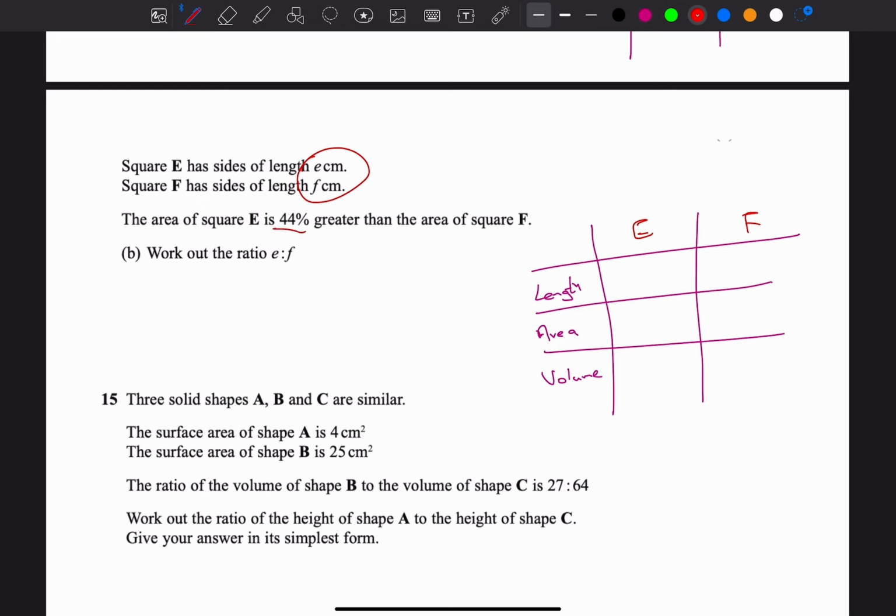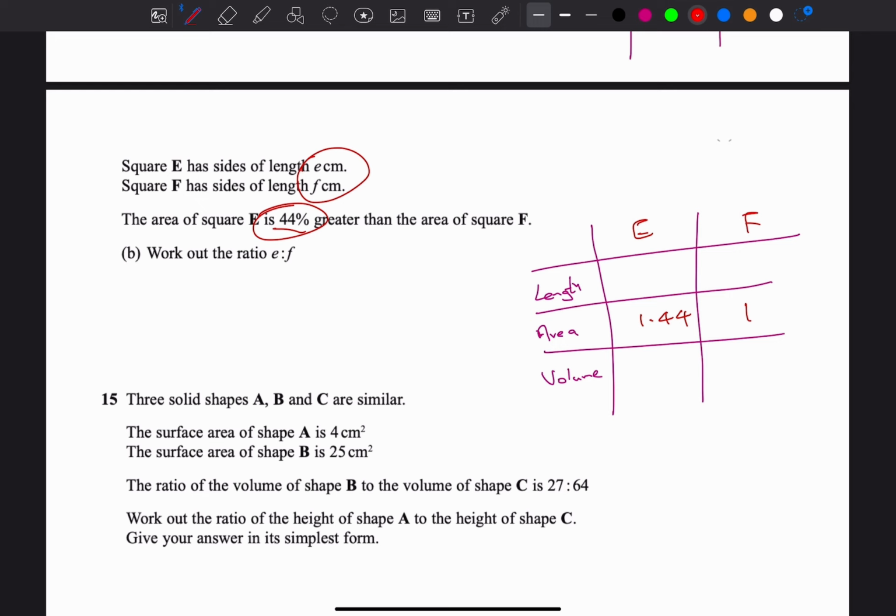The area of E, let's call it, is 44% greater than the area of F. Let's call this 1. If it's 44% greater, it's not 0.44. It's technically 0.44 added on to that 1 whole, which is 1.44. Okay, that's how it's 44% greater.